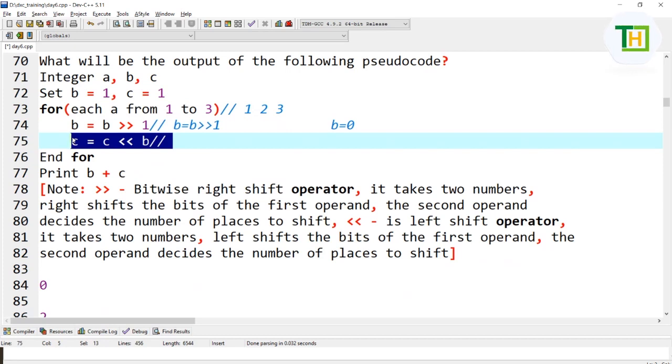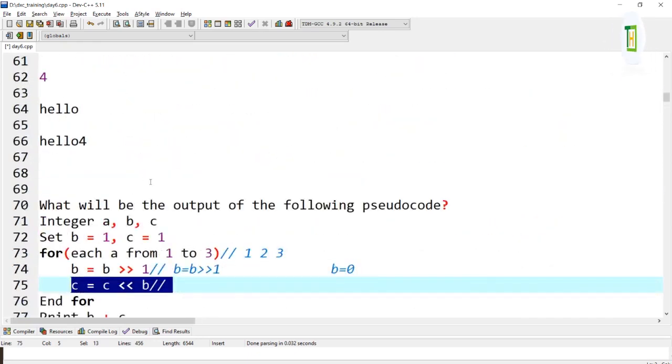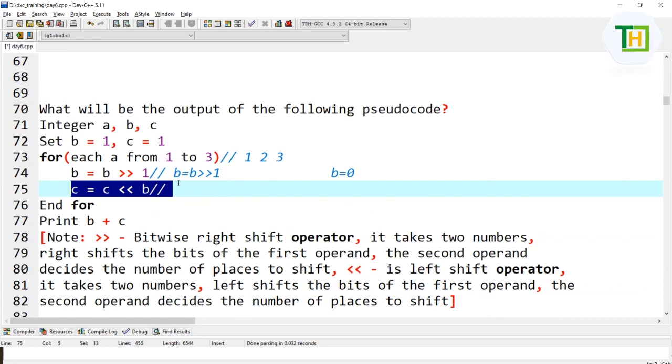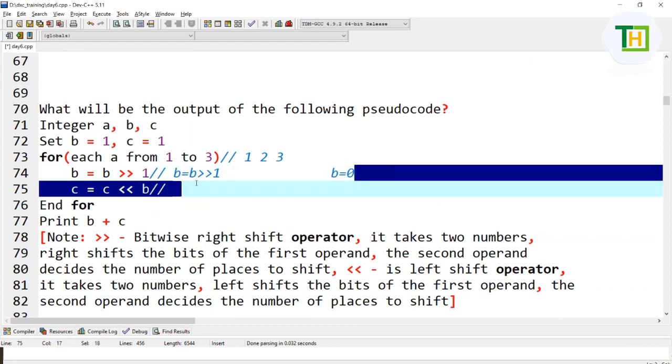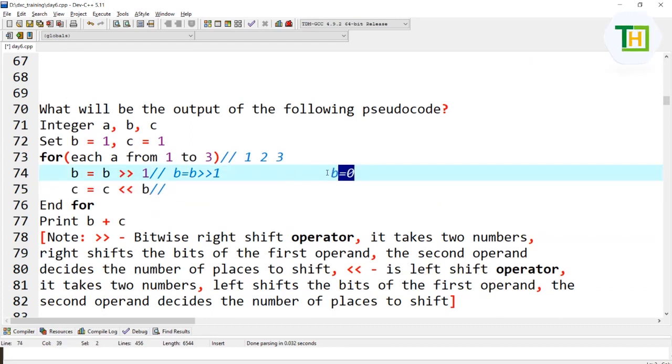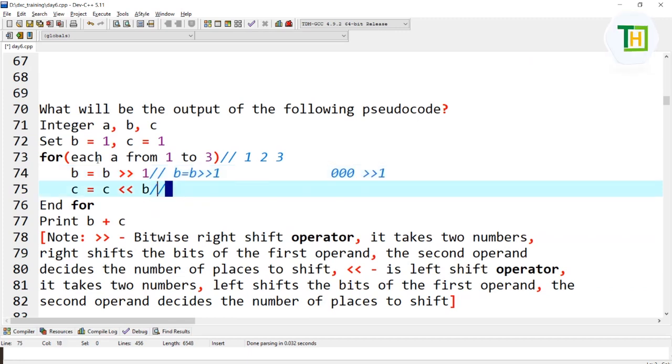C is always 1 only. And if you observe here, it is repeated for the same thing 3 times. Whether it is the first time, second time or third time, the same thing is repeated. What is the B value? B value is 0 now. For example, with a 4-bit representation, it is going to be right shift of 1 bit. Right shift of 1 bit means this 0 is deleted. Again, it is 0 only. The same thing is repeated for the 3 times.